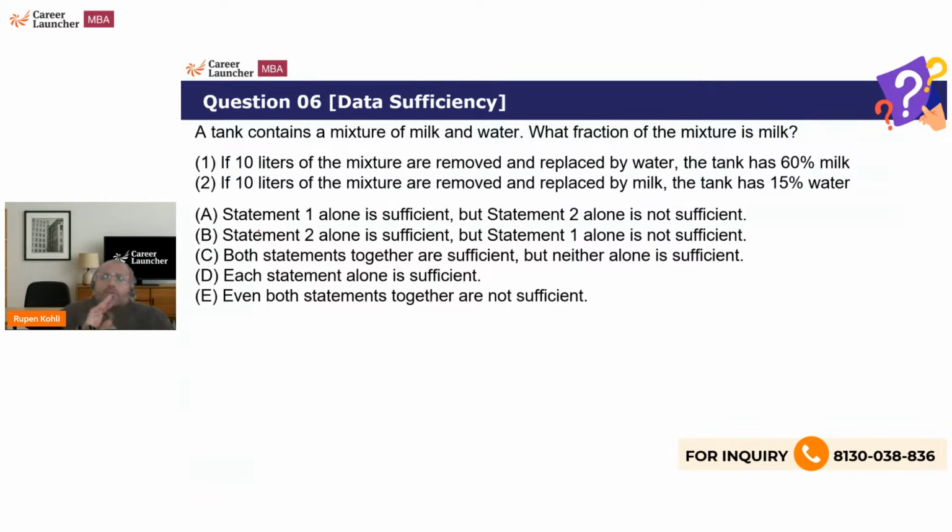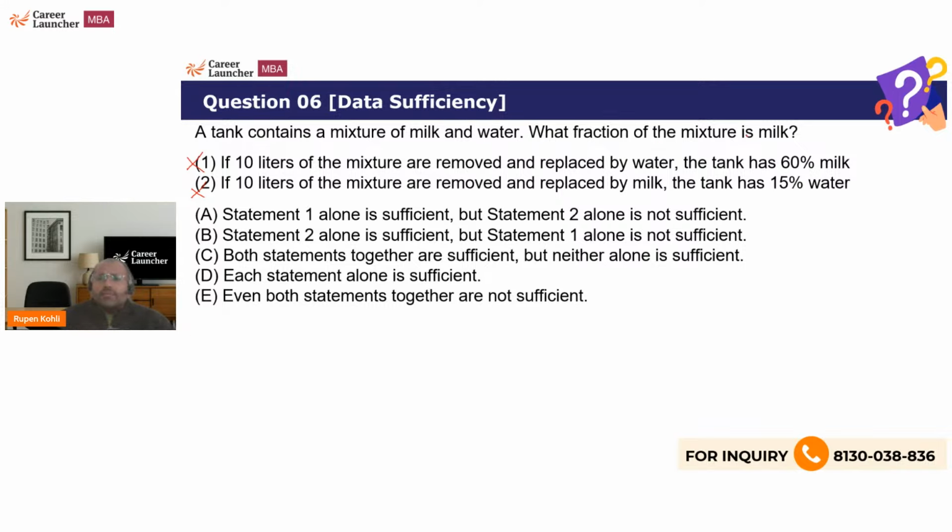Likewise, from statement 2 alone, we can't solve, because it is a very similar equation. If 10 liters of the mixture are removed and replaced by milk, the tank has 15% water. So I guess it is easy to reject each statement on its own, right? I think only combining might help us get the answer. So let's confirm that after combining, can we conclude the definite ratio of milk to water?